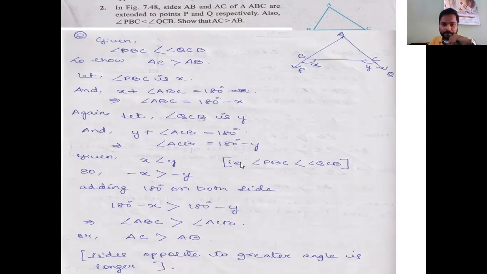Now you see, it was given PBC is lesser than QCB. PBC as I took X and QCB as I took Y. I can write, given X is less than Y. Clear? This part you see, the sign changed. How? Let's take an example and you imagine, okay? Let's take X is 2 and Y is 3. So I can say 2 is lesser than 3. It is true. Obviously it is true.